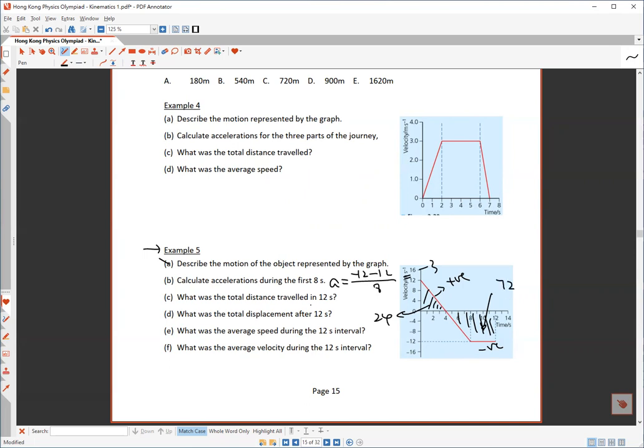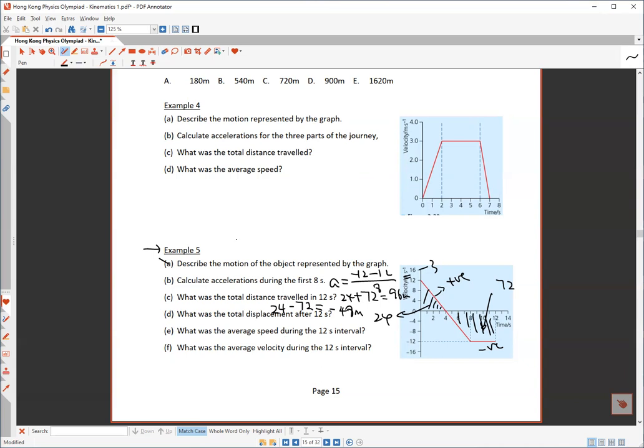So then how about the distance travelled, okay? For distance travelled, you just add these two up together. 96 meter. For displacement, this 72 you need to take it to be negative because the velocity is always negative in this region. That means the object is actually moving backwards. So and then this is negative 48, is it? So then how can we find the average speed? Okay, you just divide by 12. That's it, okay? So that's example 5.